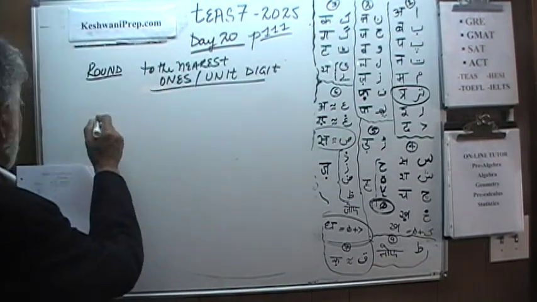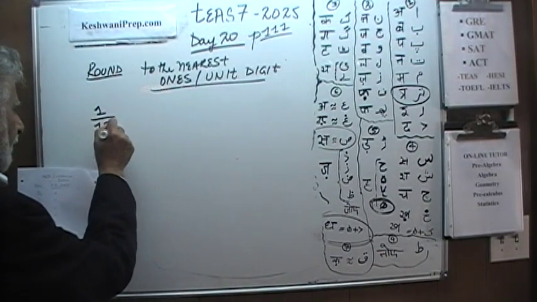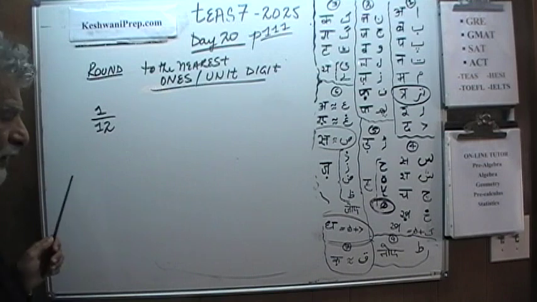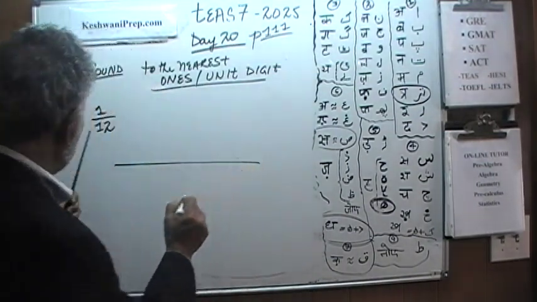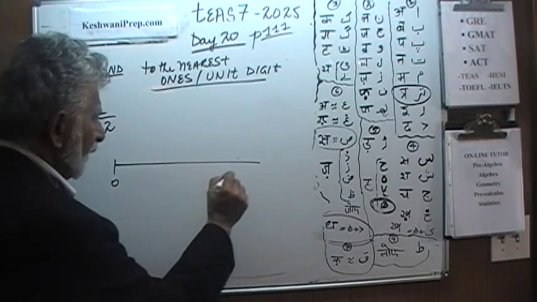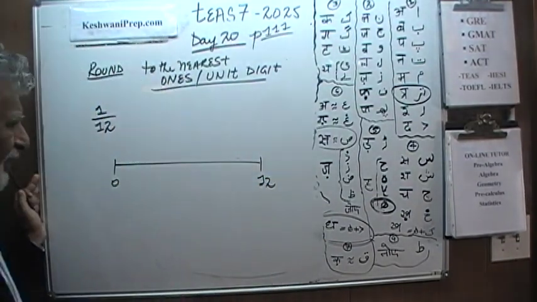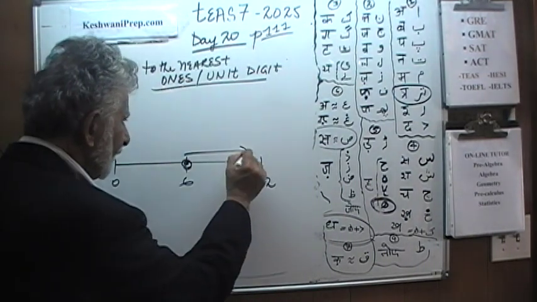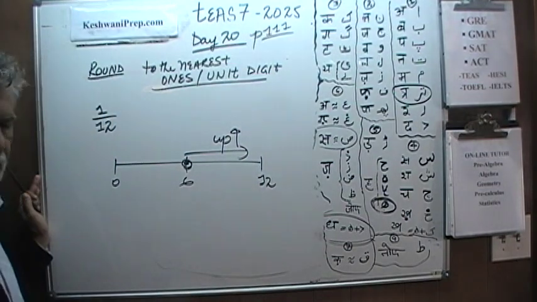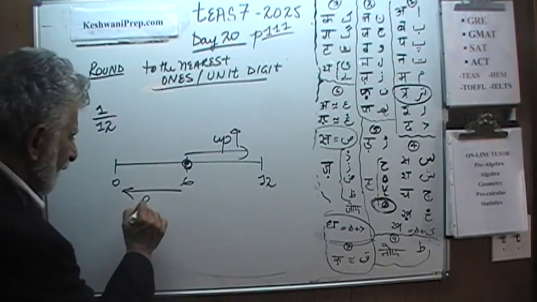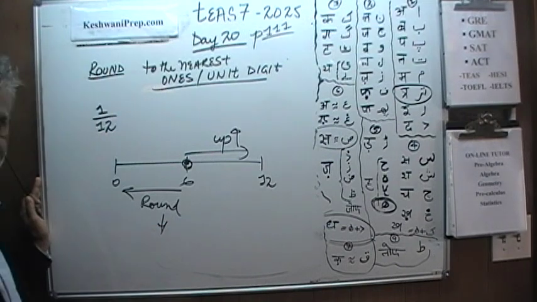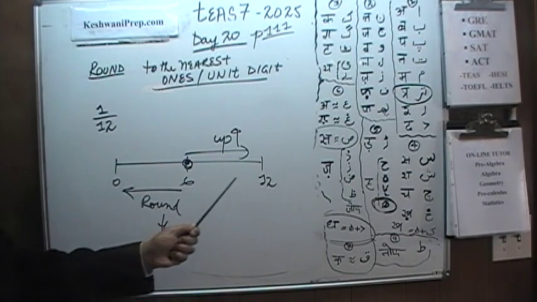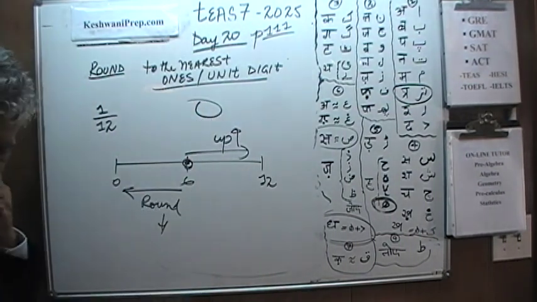Here's the first one. The very first one is 1 over 12. And our job is to round it to nearest ones, ones digit or unit digit. Here's the concept. Since you see 12 at the bottom, we are going from 0 to 12. Halfway in between is 6, which means anything that is 6 or above is going to round it up. Anything that falls below 6 is going to be rounded down. We just have a 1. So when you round 1/12 to the nearest ones, it becomes a 0. You understand?